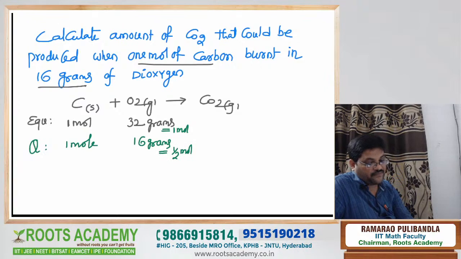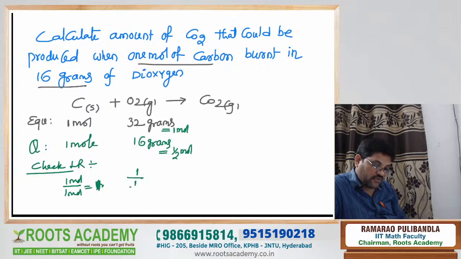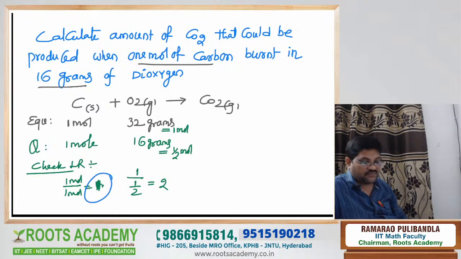Understood what I am saying? 32 grams is equal to what? 1 mole. 16 grams is equal to what? Half mole. Now check the limiting reagent. How to check the limiting reagent? Divide the number of moles in the question by the equation. 1 mole by 1 mole, you get 1. 1 by 1 by 2, you get 2. Which is the least value? Out of 1 comma 2, the least value is 1.